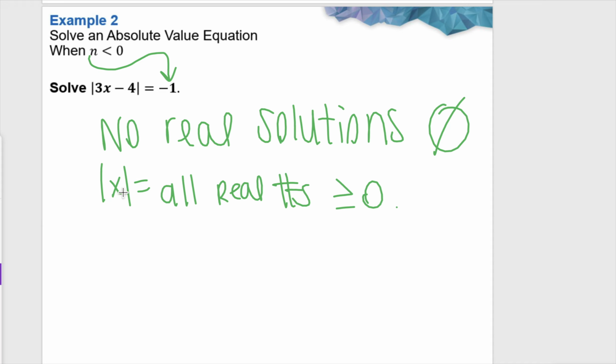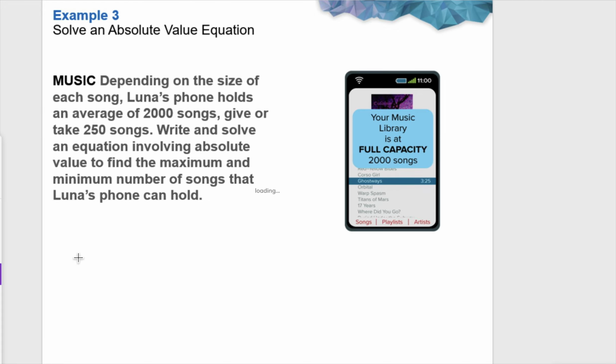So you can use 0 in here, you can use 0.1, all the way up to 1 billion. That has to be equal to a positive number. This is not equal to a positive number. That means there's no other number I could put in here. I can even try negative 1. The absolute value of negative 1 does not equal negative 1. There's no real solution for that, okay? So absolute value cannot be negative.